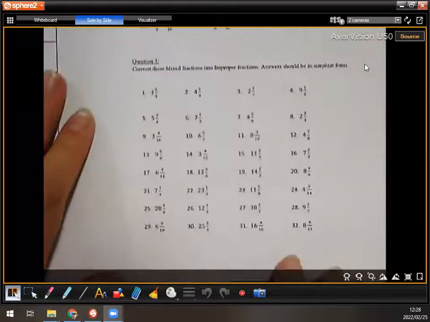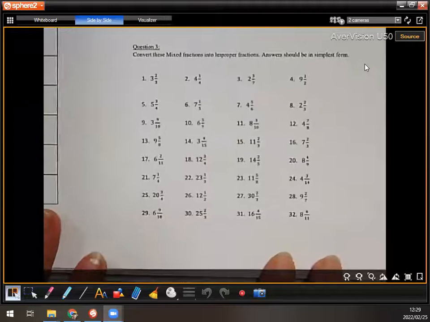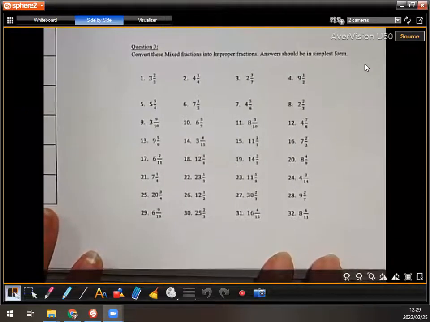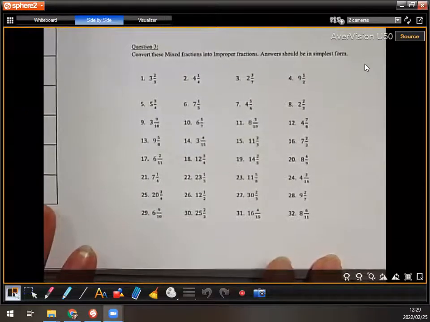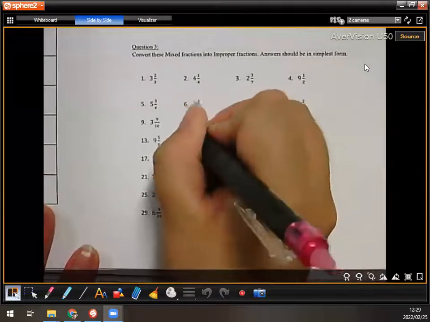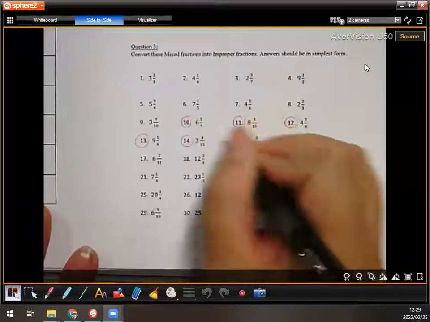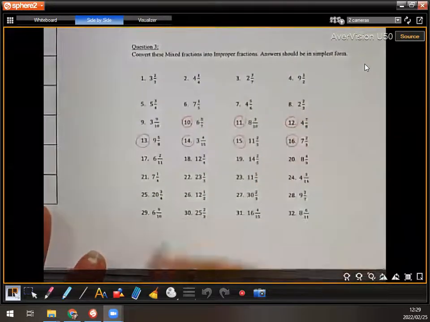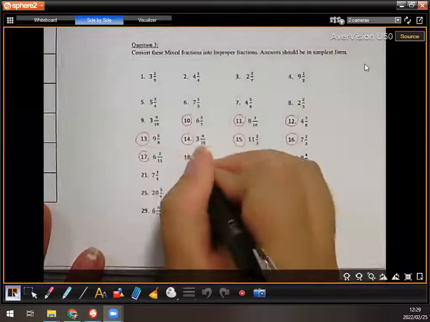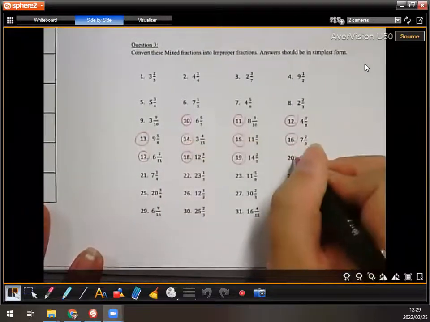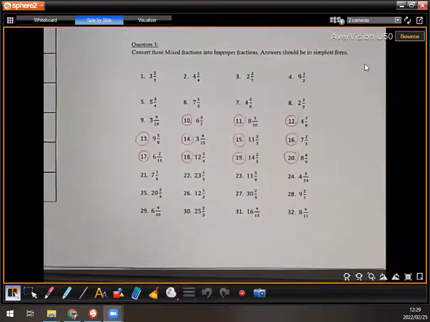Question 3. I don't want you guys to do all of them in question 3. It's the same thing a million times. All right, so I want you to do 10 to 20. And guys, my instruction is without a calculator. I'm giving you the ones with slightly bigger numbers so that you can practice that.